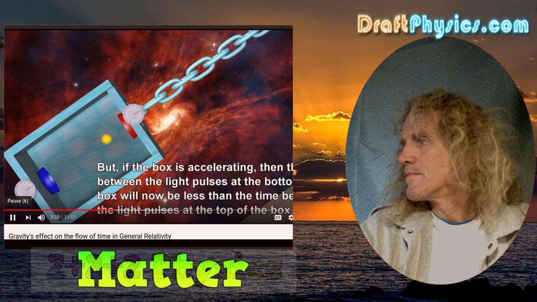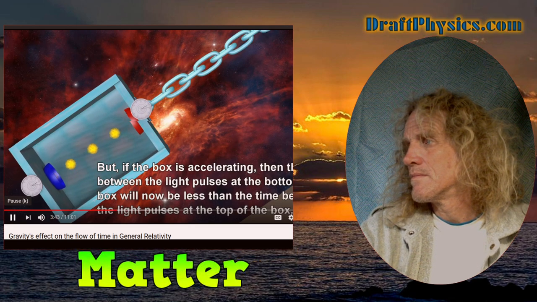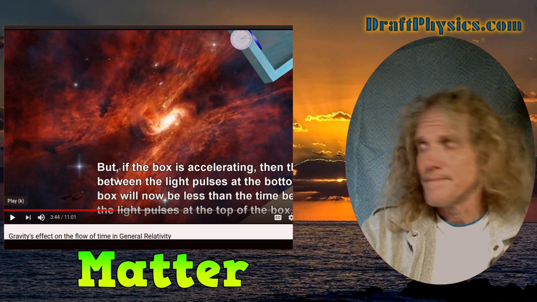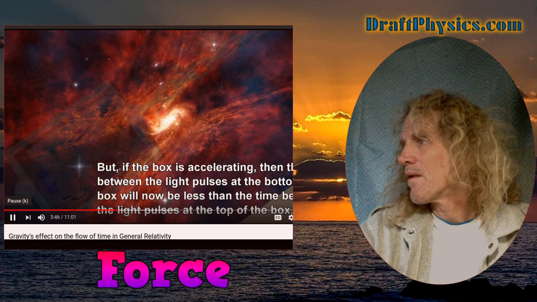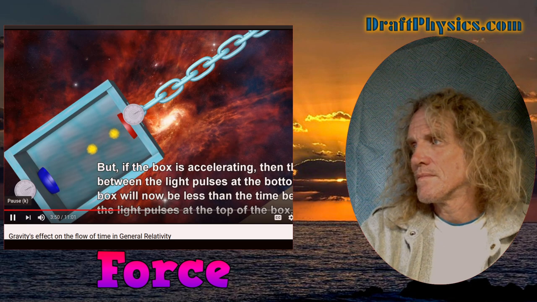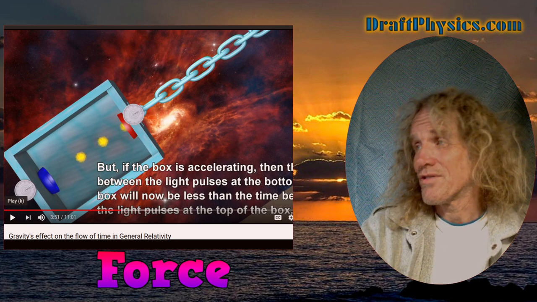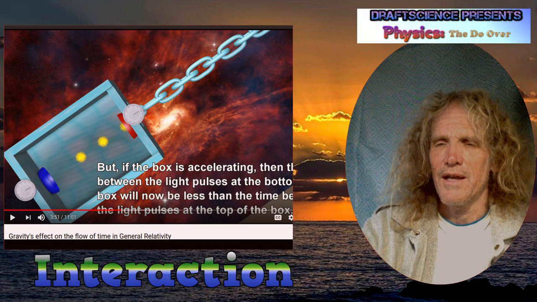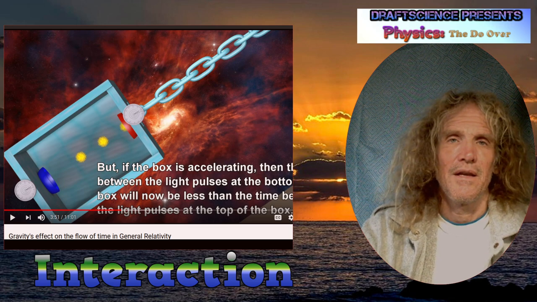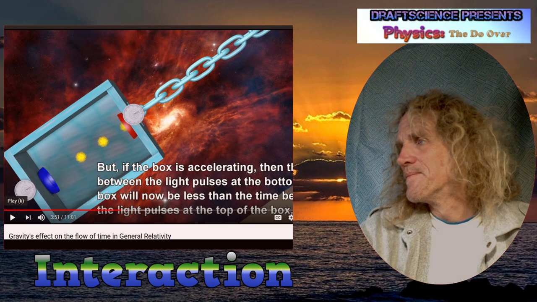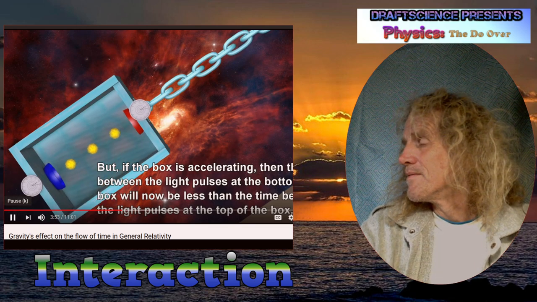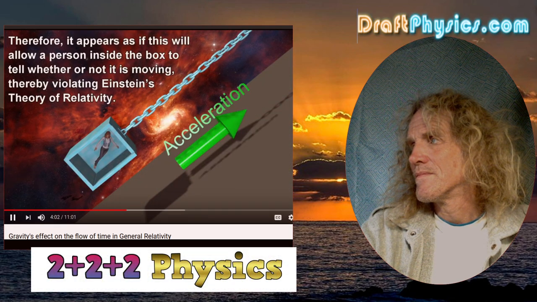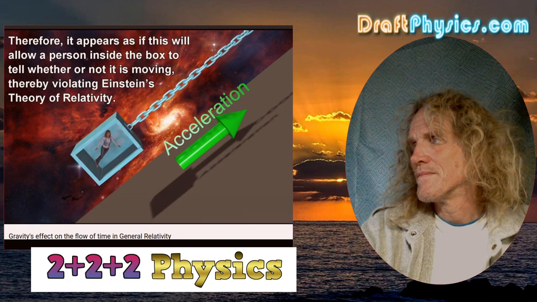If the box is accelerating, then the time between the light pulses at the bottom of the box will now be less than the time between the light pulses at the top of the box. It's the same, you can't change the circumstance. If you move the source away and you're moving the receiver towards, you can't change anything. Therefore, it appears as if this will allow a person inside the box to tell whether or not it is moving, thereby violating Einstein's theory of relativity.